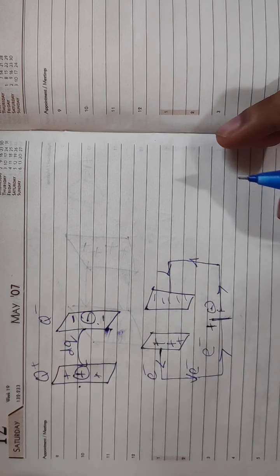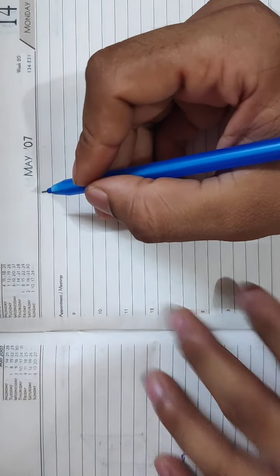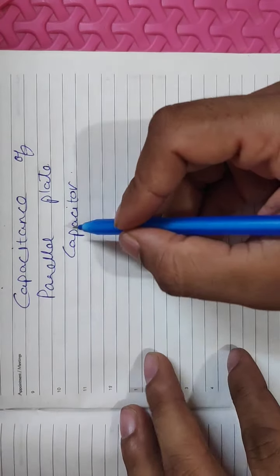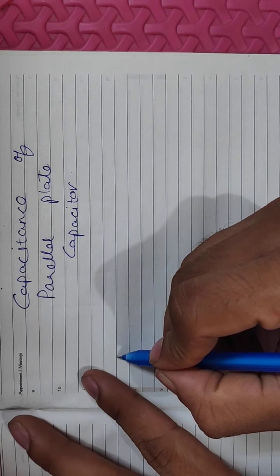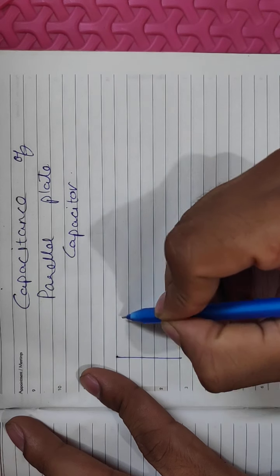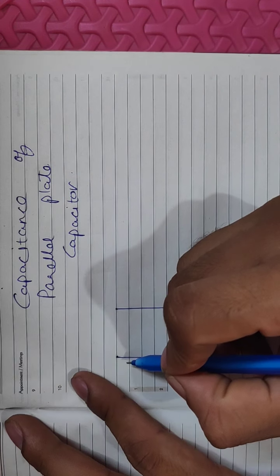Now we'll try to find out the capacitance of the parallel plate capacitor. To find the capacitance of a parallel plate capacitor, we need to make a simple diagram for the parallel plate capacitor.